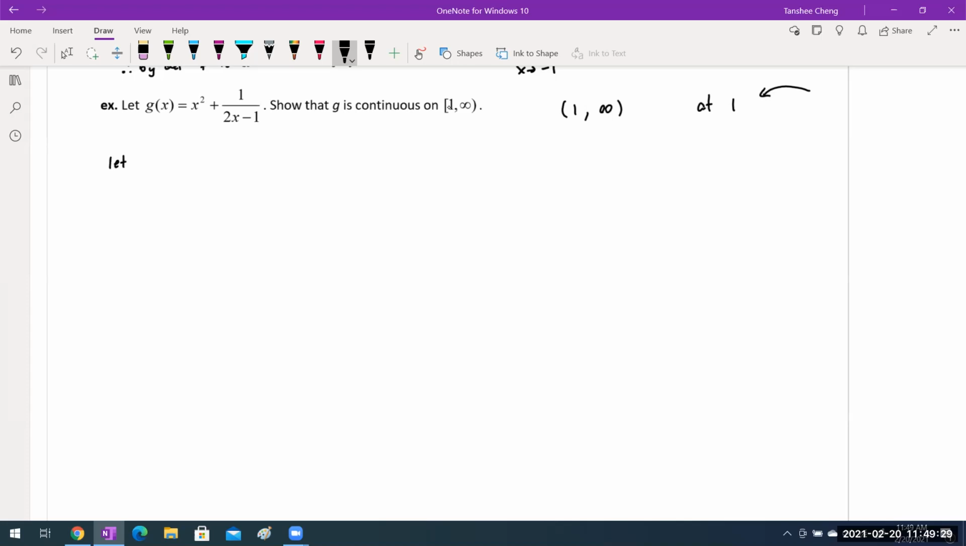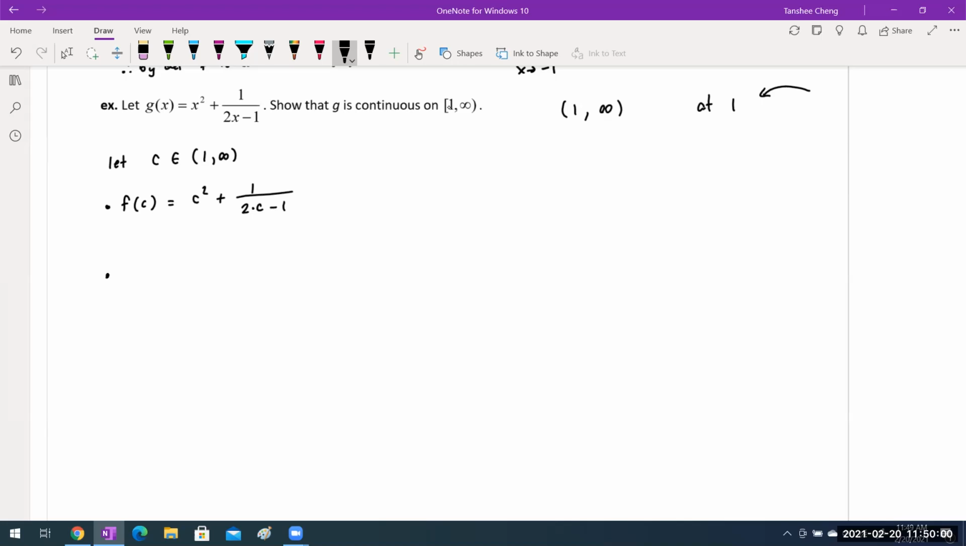I can say, let C belong to any number between 1 and infinity. So now I'm using mathematical notation. That basically means what? C is any real number between 1 and infinity. So from here, I can show that f of C is basically C squared plus 1 over 2 times C minus 1. That is my function value, function defined.